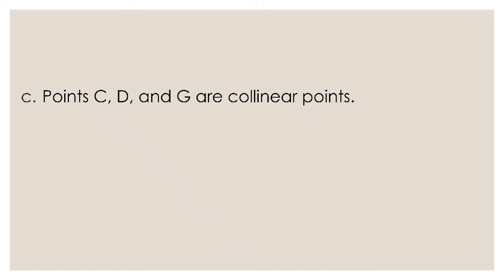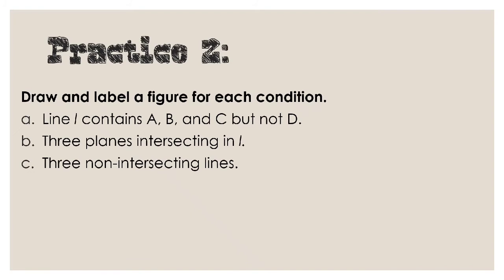Now let us move on with the next exercise, which is to draw and label the figure for each condition. For letter A, line L contains A, B, and C but not D. B, 3 planes intersecting in line L, and C, 3 non-intersecting lines. Okay, so did you get it right?